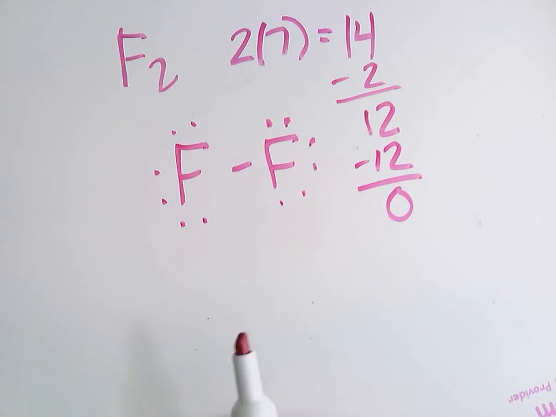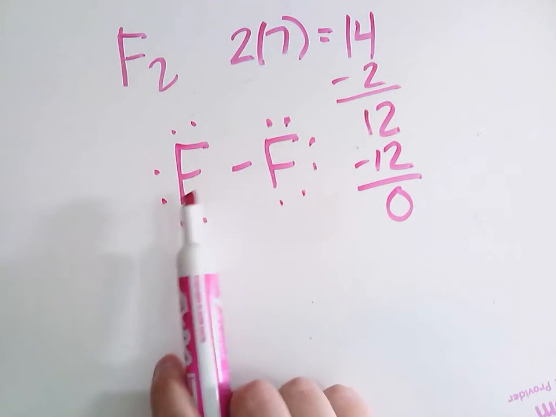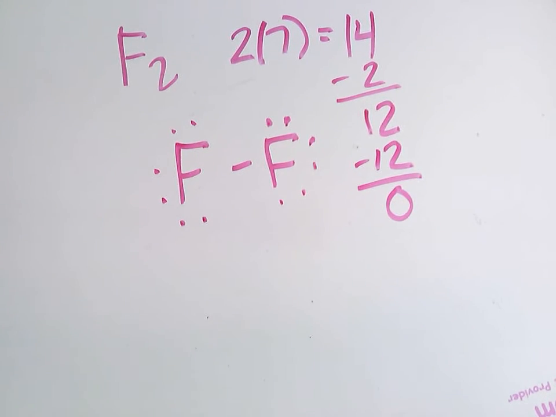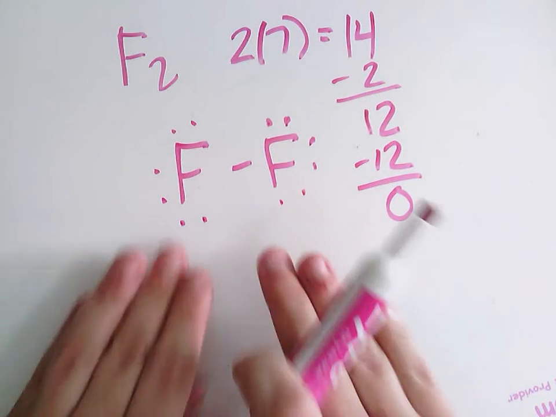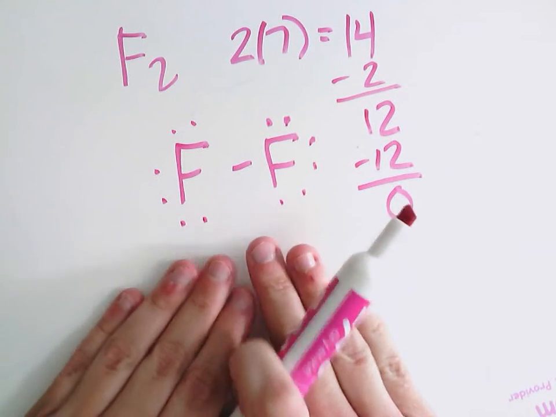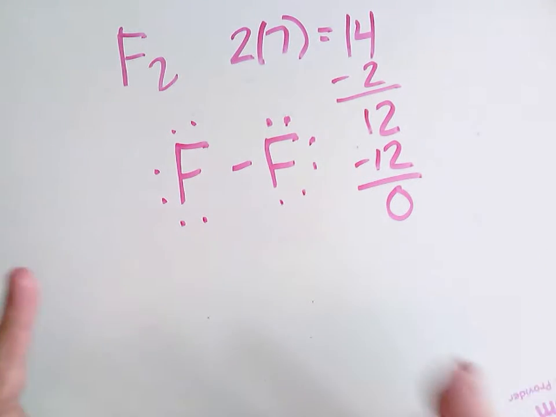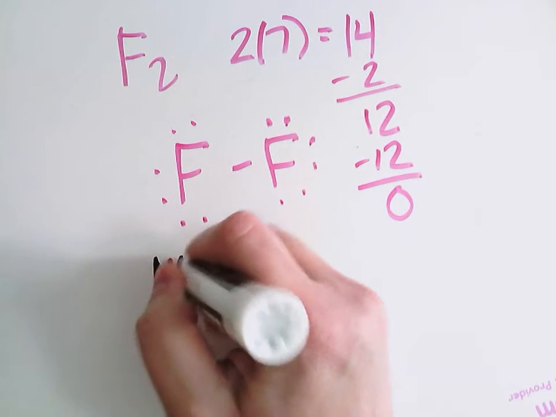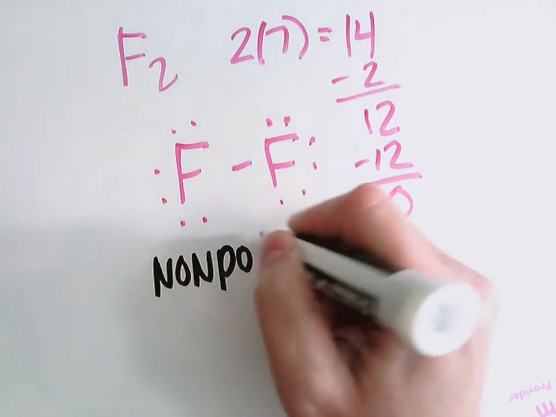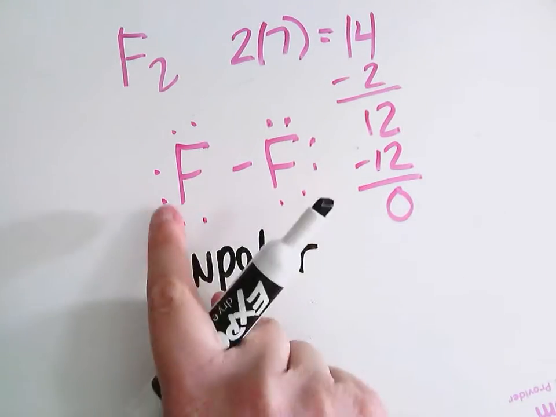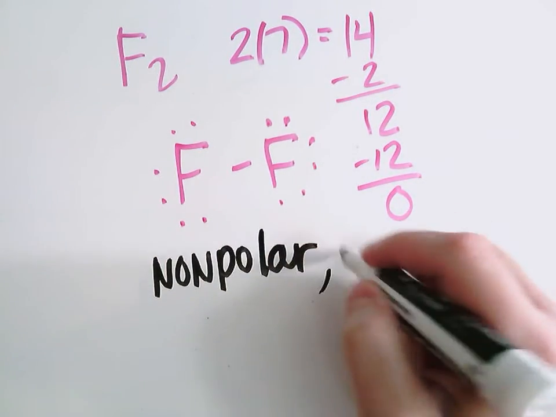We're good to go. These are the same elements, so I cannot draw any bond polarity because they are pulling with the same force. Since these are the only 2 elements involved in this compound, then we don't even have the option for it to be polar. So we know that this is going to be nonpolar. Because of this shape, our only option here is linear.